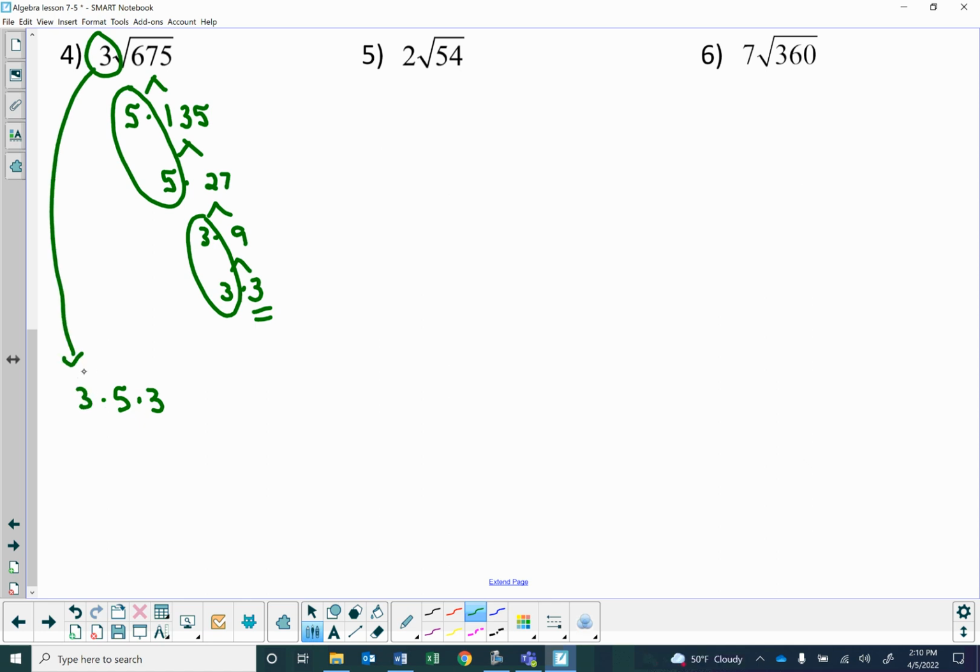Don't forget that original 3. So I have 3 times 5 times 3. The only thing that's left underneath the square root is a 3. So 3 times 5 is 15. 15 times 3 is 45. So I have 45 square roots of 3.